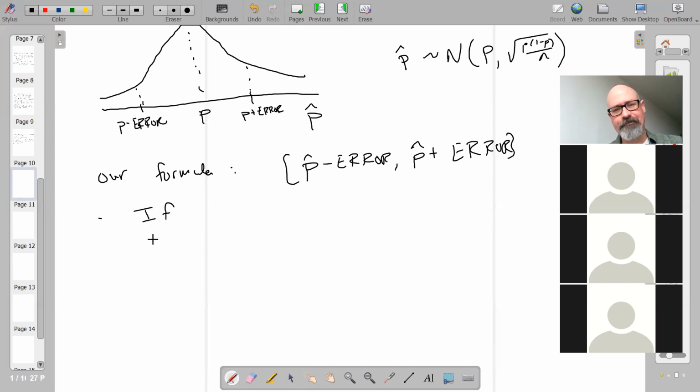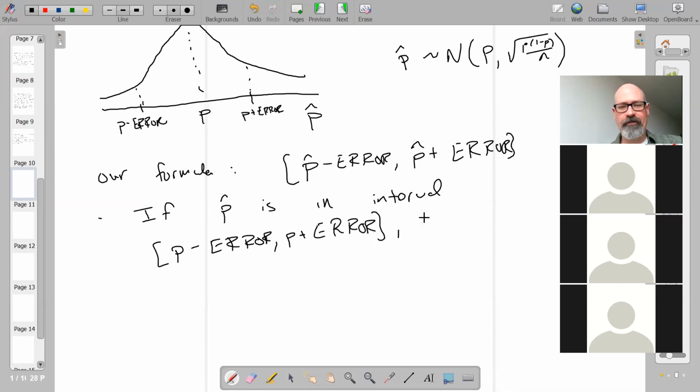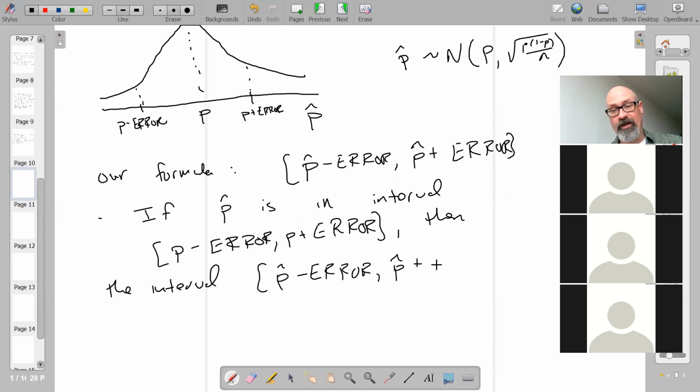If P hat is in the interval, and this time I'm going to write this deliberately, if P hat is in the interval P minus error, P plus error, it's not a random interval at all, it's just one interval. Then the interval P hat minus error, P hat plus error contains P. So why would I write something like this?